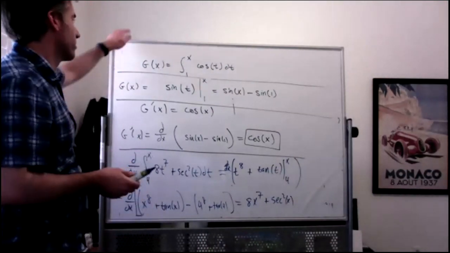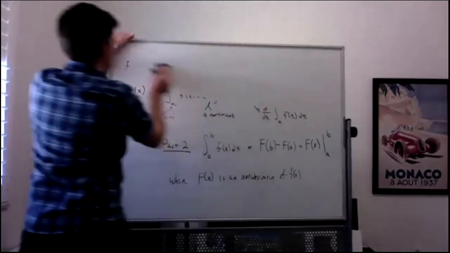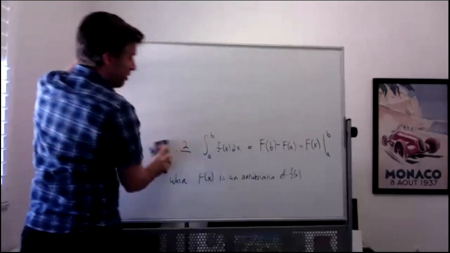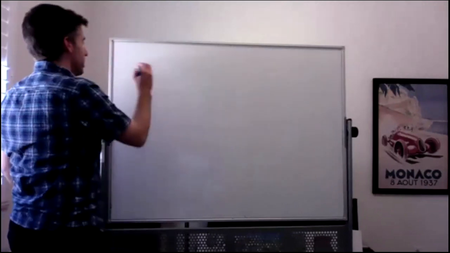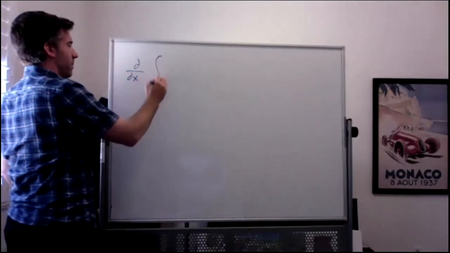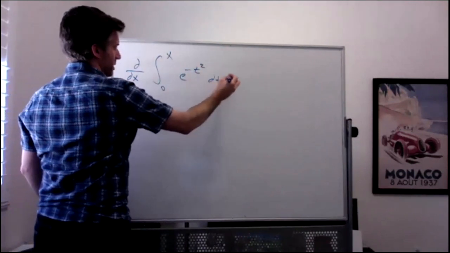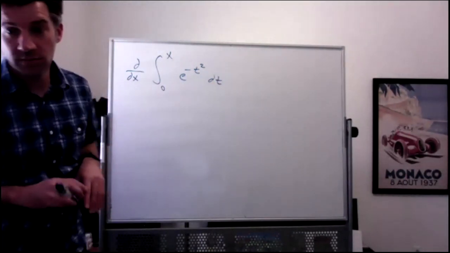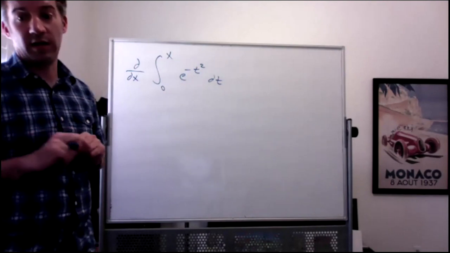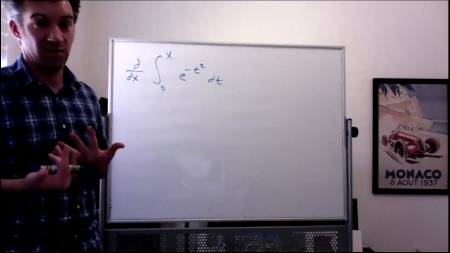So we can use this for functions that are very hard or even impossible to anti-differentiate. Probably the most famous example of a function that's impossible to anti-differentiate is e to the negative t squared dt. This function, e to the negative t squared, is not anti-differentiable. Actually, the other way. We first do the antiderivative and then do the derivative, except we're not going to do that here.